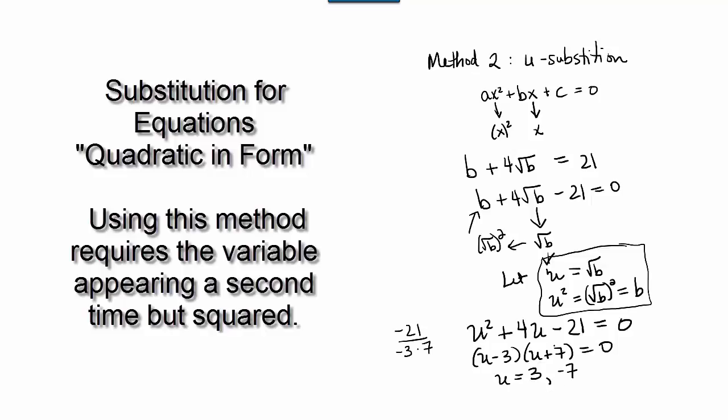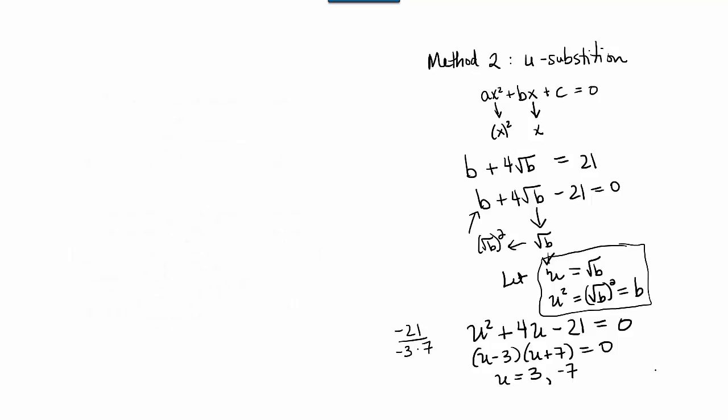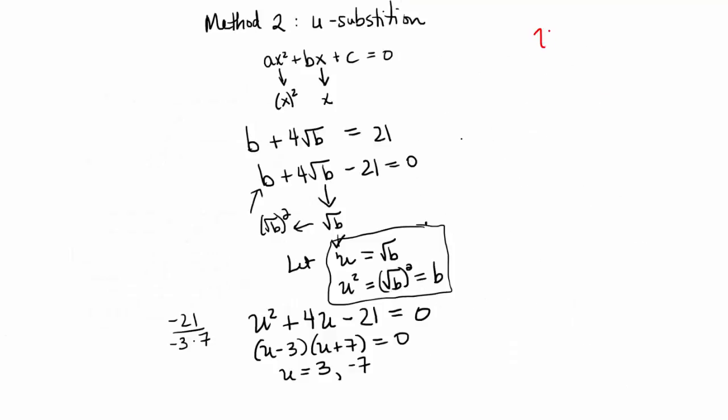Well, that's great, but I was asked to find b in the original equation. So now we're going to use the relationship between u and b. I know u is supposed to be equal to either 3 or negative 7. So using the fact that u is equal to the square root of b, let's let 3 equal the square root of b and see what b would have to be. Now we have a fairly simple radical equation. If the square root of b is 3, then b would have to be 3 squared, or 9.